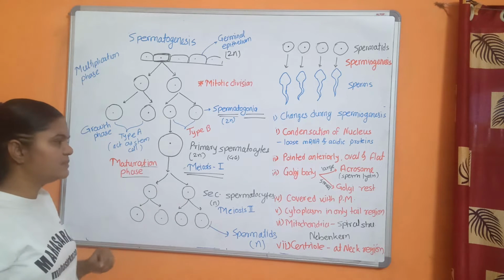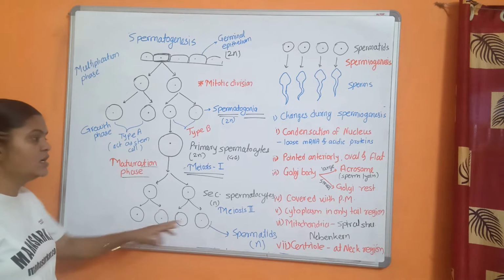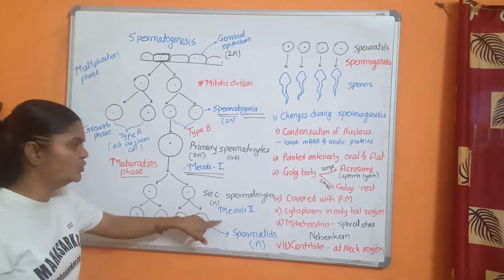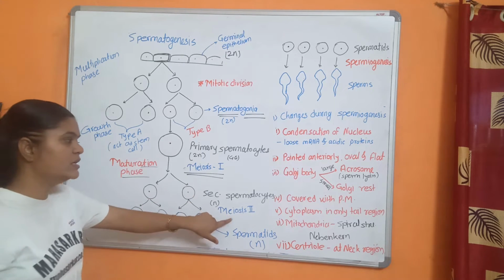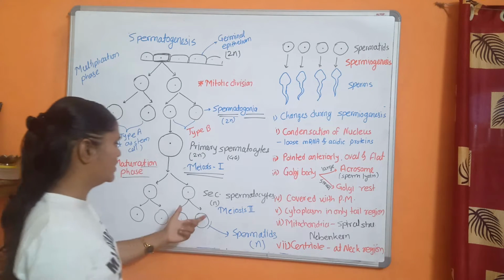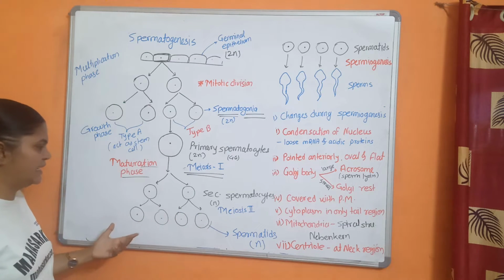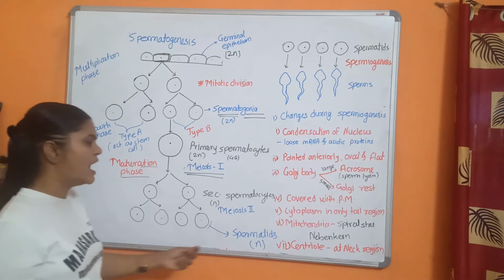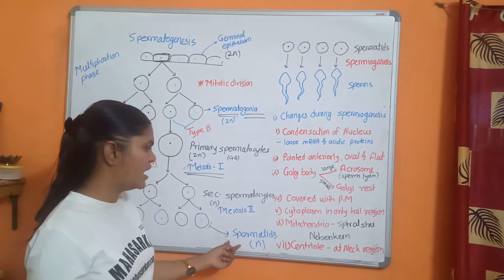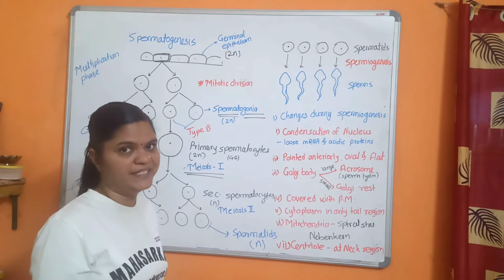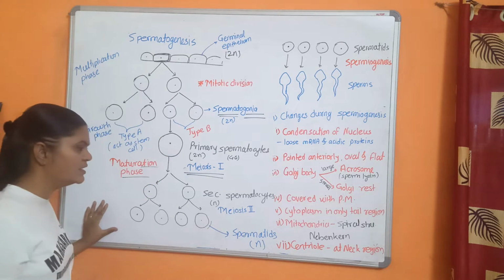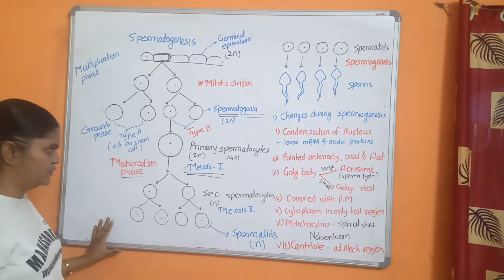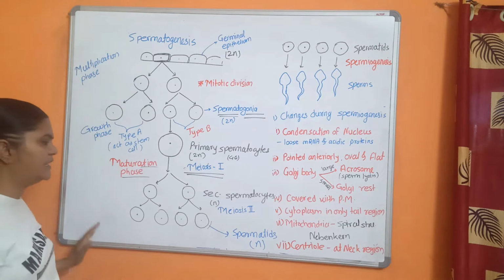Now these secondary spermatocytes also undergo the next division. Meiosis 1 and then meiosis 2. The secondary spermatocyte shows this meiosis 2. After meiosis 2, 4 haploid cells are produced, and these 4 haploid cells are called spermatids. So these are the spermatids. Finally, spermatids are produced from this germinal epithelium.